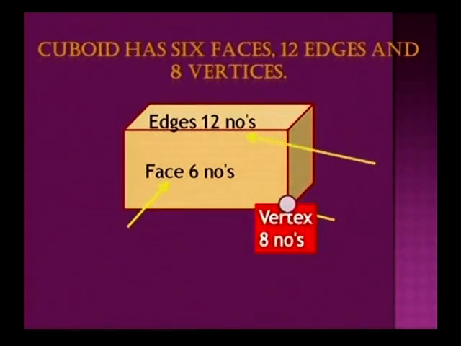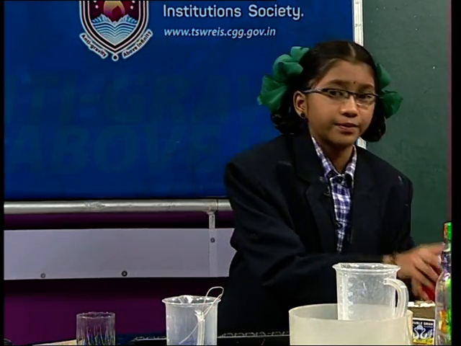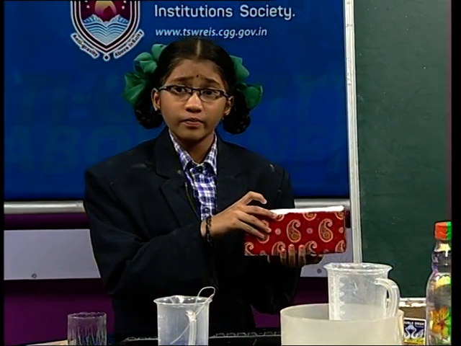So let us go to our chapter. Observe the picture. Which shape is it? It is in the cuboid shape. So a cuboid has 6 faces, 12 edges and 8 vertices. Do you know what is a face? Do you know what is an edge? Do you know what is a vertex? Okay, I will explain it. Let us see the thing.